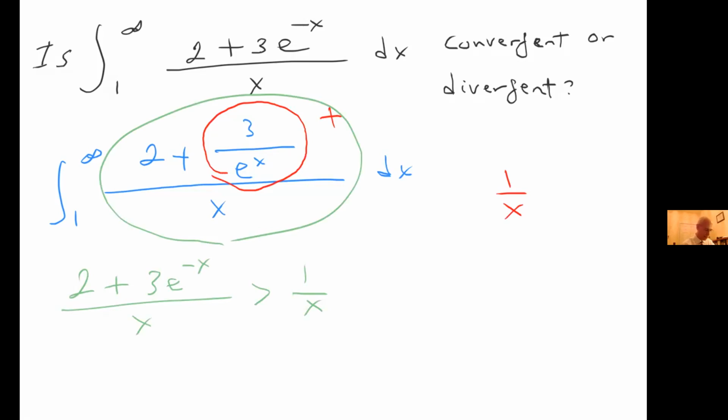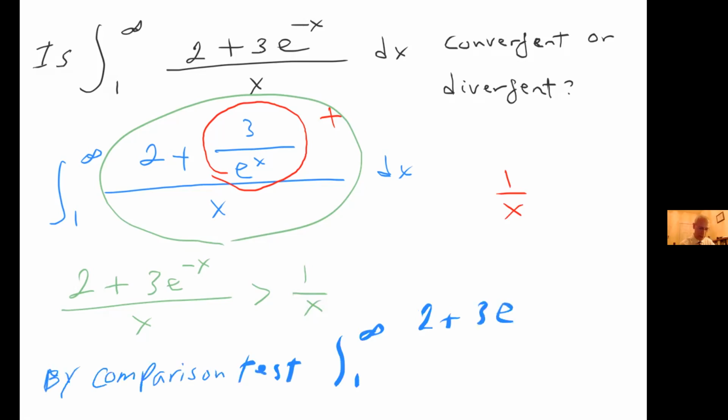So I can say that by the comparison test, the integral from 1 to infinity of (2 plus 3e^(-x)) over x dx is divergent.